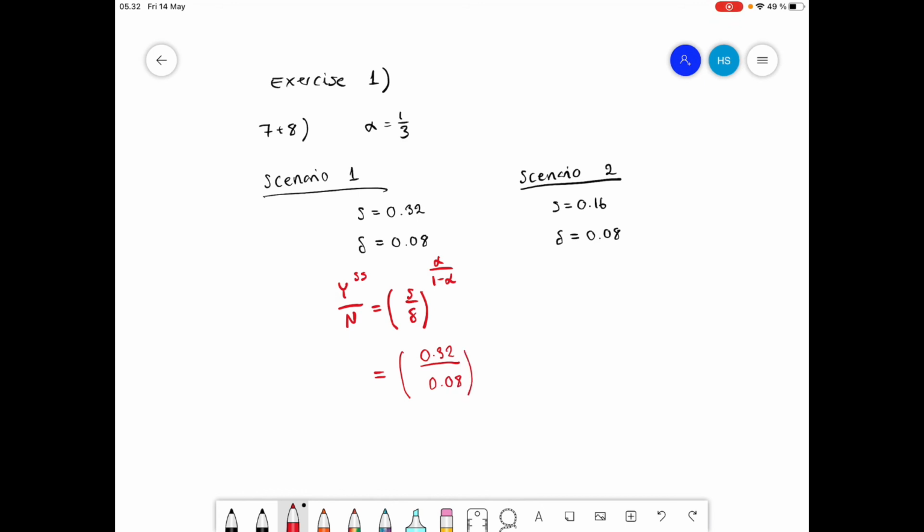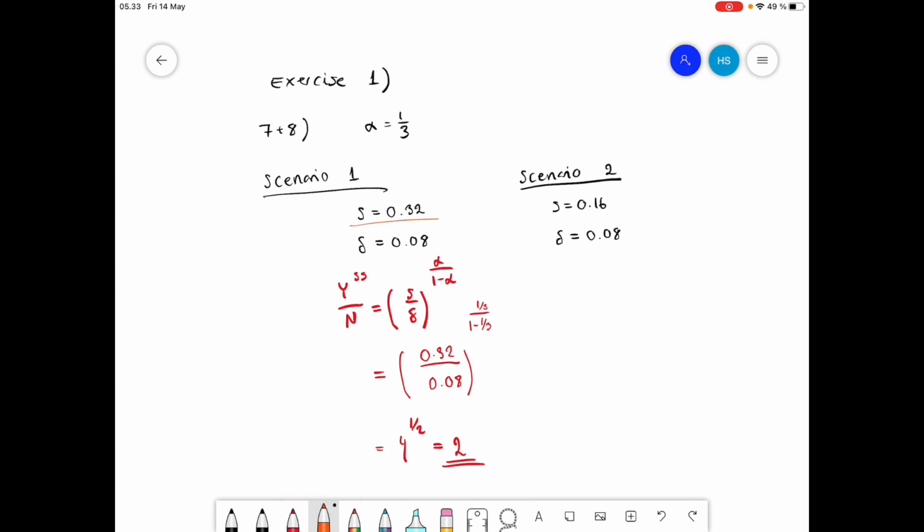If we do so, we get that the output in steady state is equal to 0.32 over 0.08, to the power of 1/3 over 1 minus 1/3. Okay, this here is equal to 1/2. So we have 4 inside, this inside must be equal to 4, and then raised to 1/2. So we have that the steady state level of output in per worker terms is equal to 2.